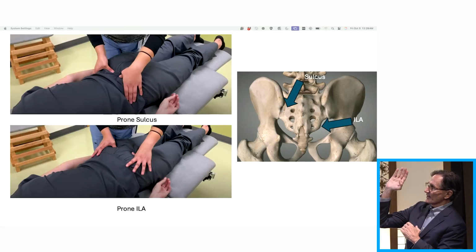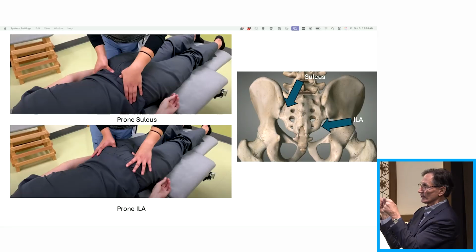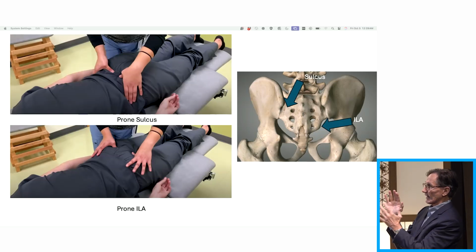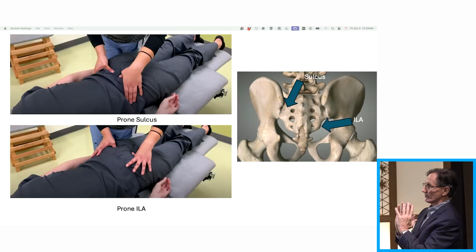But anyway, so your first maneuver is to feel the PSIS, feel where the deep sacral sulcus is. Okay. Then you're going to slide your thumbs down, and you're going to feel where the ILA, the inferior lateral angle of the sacrum is, and you'll note that, and that kind of tells you which way it's actually facing. Now you don't really know yet whether it's an anterior or posterior tilt.